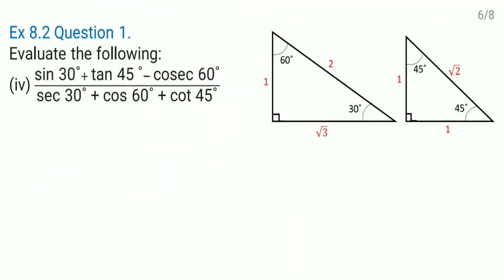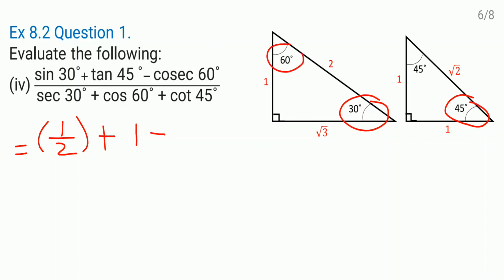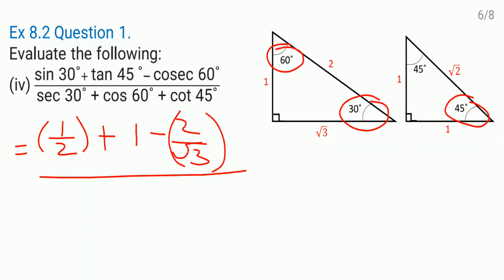Now come to the fourth one. See here, once again we'll substitute the values. Sin 30, easily you can write down 1 by 2. Here 1 by 2. Plus tan 45, look at this one, tan means opposite by adjacent. It is 1 minus cosec 60. Here cosec 60. Cosec means hypotenuse by the opposite side. So it is 2 upon root 3. Right? This one. Divided by sec 30.